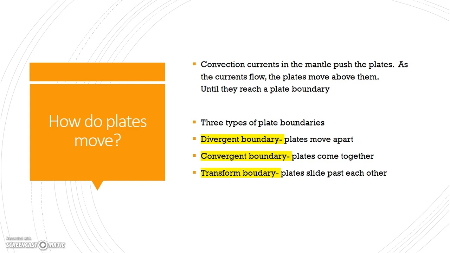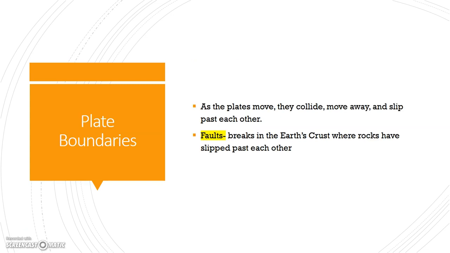There are three basic types of plate boundaries, and we're going to go in more detail in just a second. But we have a divergent boundary in which the plates move apart. You have a convergent boundary where the plates come together, and you have a transform boundary where the plates slide past each other. So as the plates move, they collide, move away, and slip past each other. We just talked about that. This creates faults, which are breaks in the Earth's crust where rocks have slipped past each other.